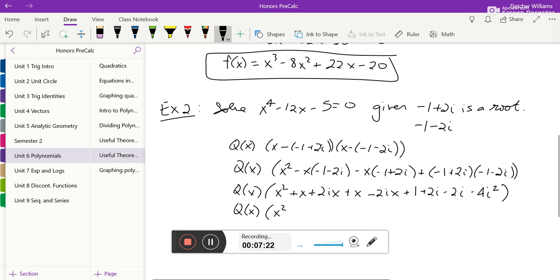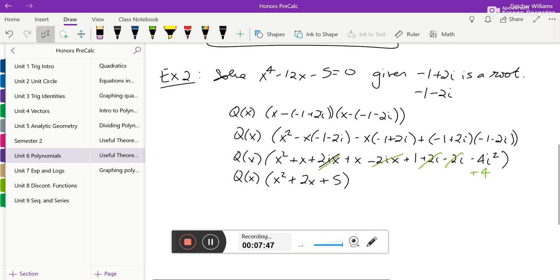So a lot of algebra here. These will cancel. Here, I'll draw it. These will cancel. These will cancel. Note that the minus 4i squared is minus 4 times minus 1, or just plus 4. So we get x squared plus 2x plus 1 plus 4.